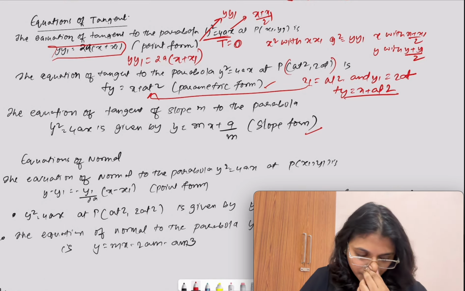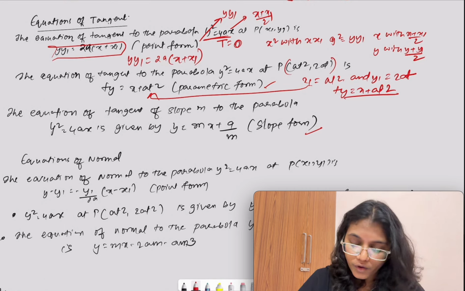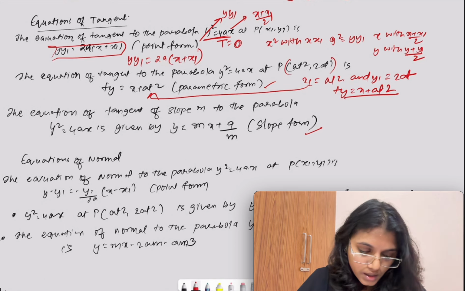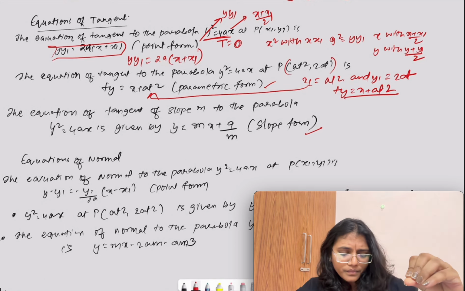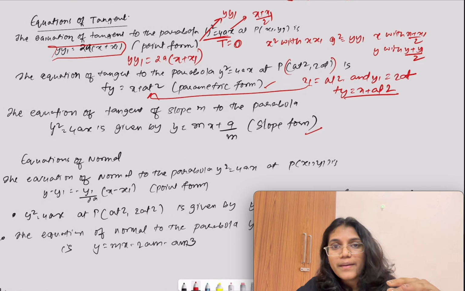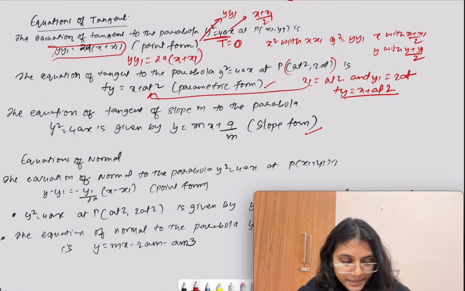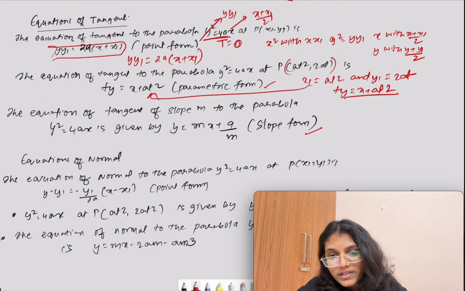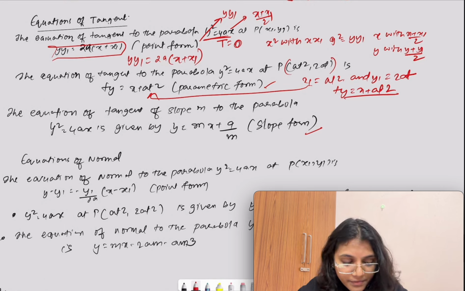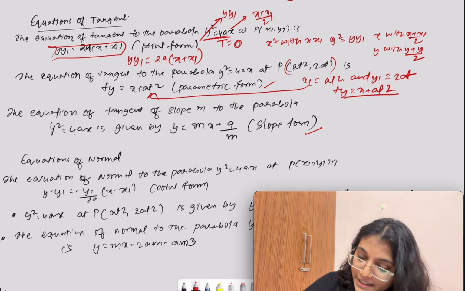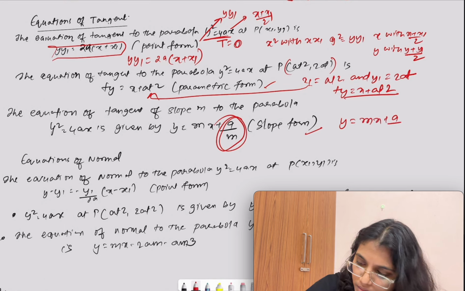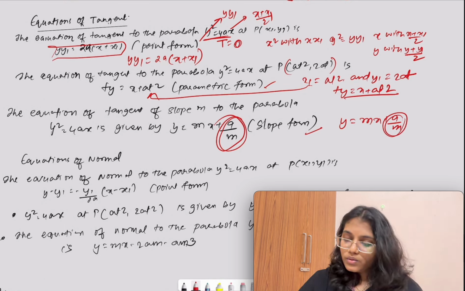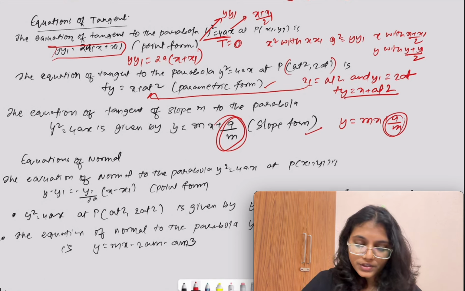Now slope form, the condition of tangency for y squared is equal to 4ax will be a by m. This means when the line of slope m written as y is equal to mx plus c, where c is the y-intercept, happens to be a tangent to y squared is equal to 4ax if and only if the y-intercept c is a by m. So therefore y is equal to mx plus a by m. So this will be the equation of tangent.